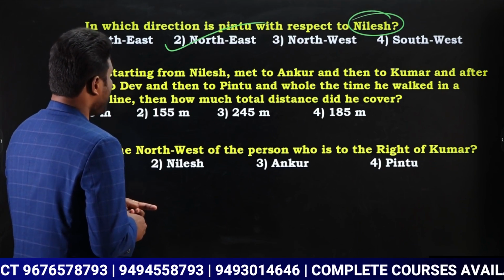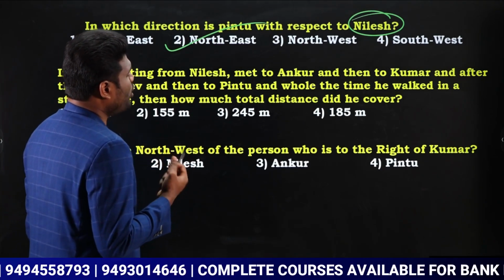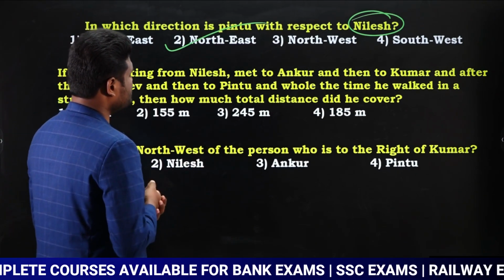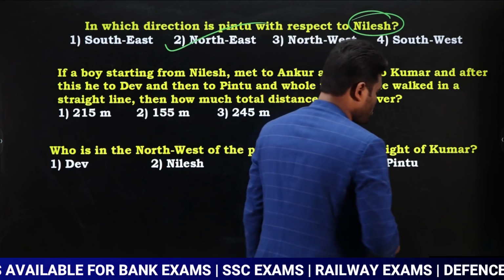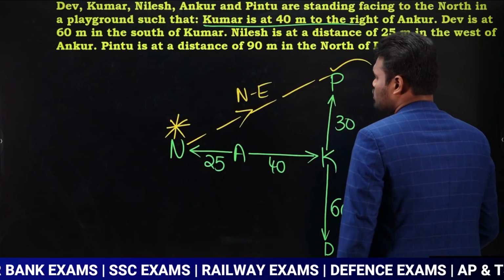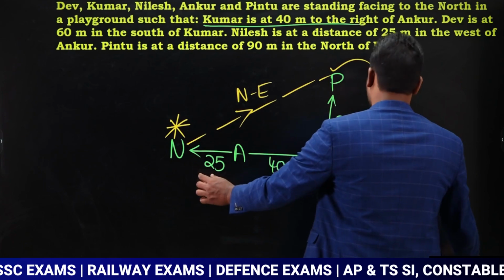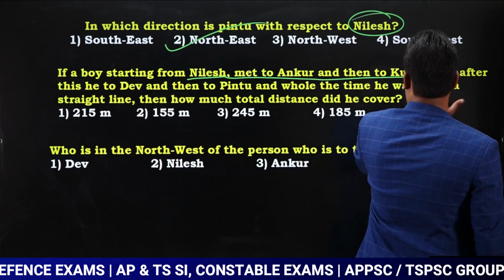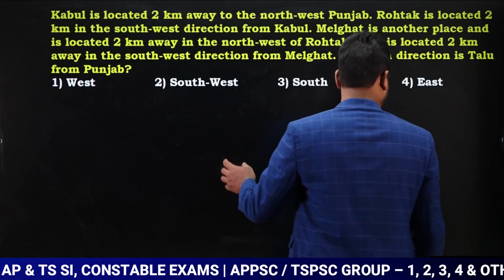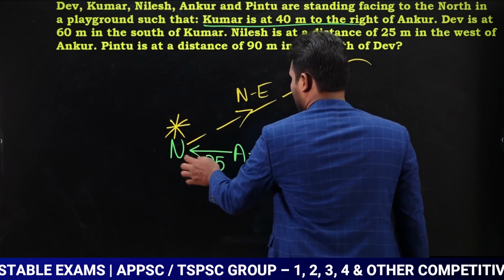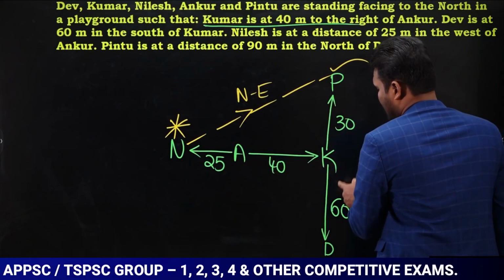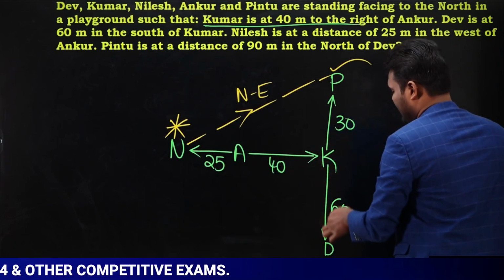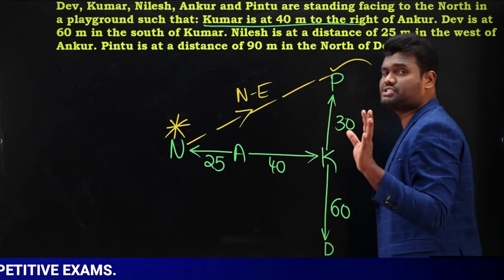If a boy starting from Nilesh met Ankur and then Kumar, and after this went to Dev and then to Pinto, walking in a straight line, then how much distance did he cover in total? So we need to know the total distance covered. The boy started from Nilesh. After that he went to Ankur and then Kumar and then Dev and again back to Pinto. He is traveling in a straight line. Total how much distance did he travel?